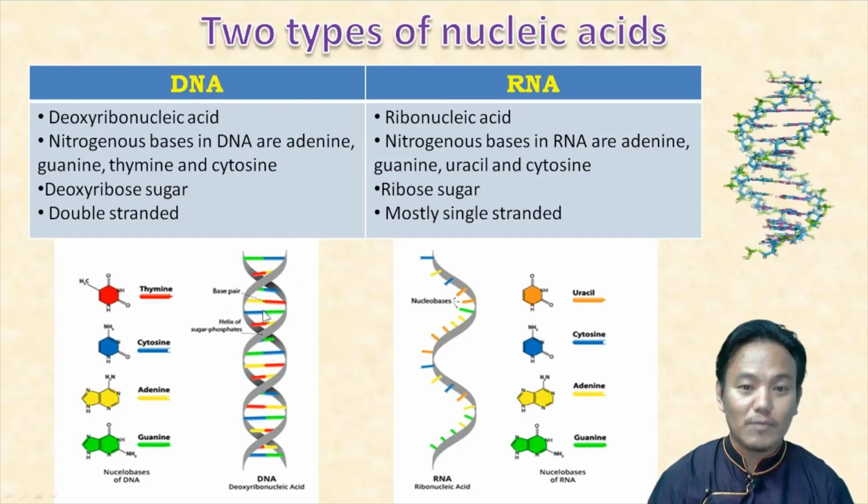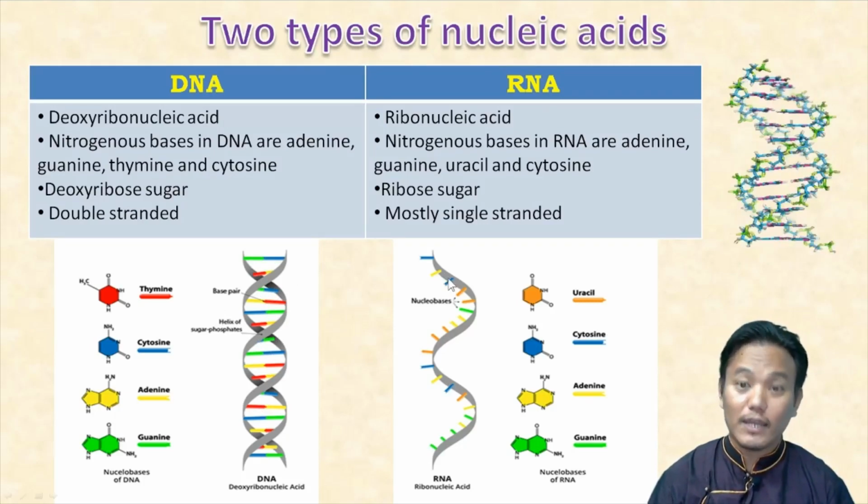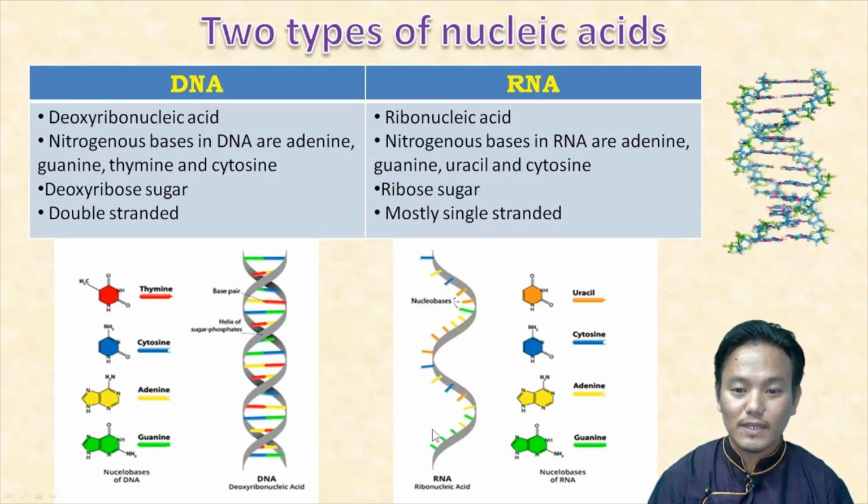DNA is usually double stranded, whereas RNA is usually single stranded. Okay, RNA can also be double stranded, but it is very rare. Mostly RNA are single stranded.